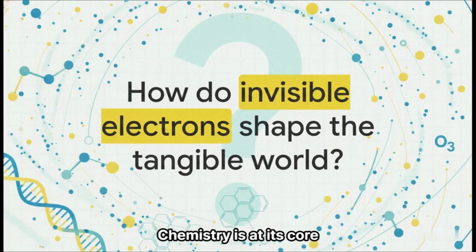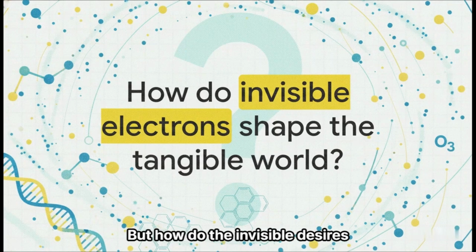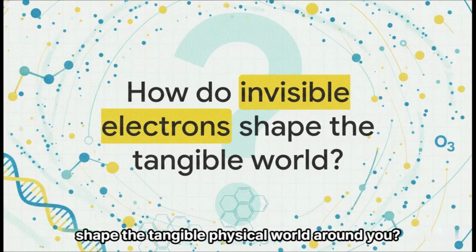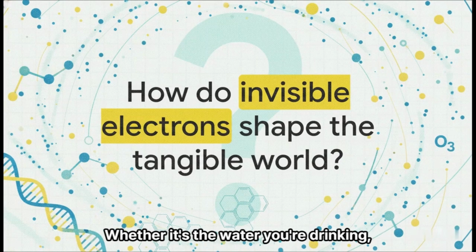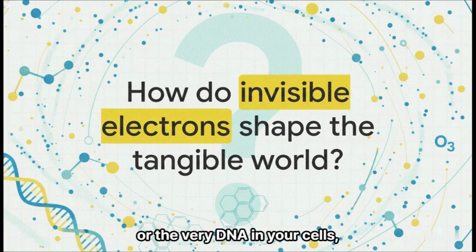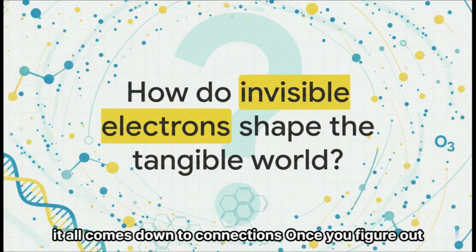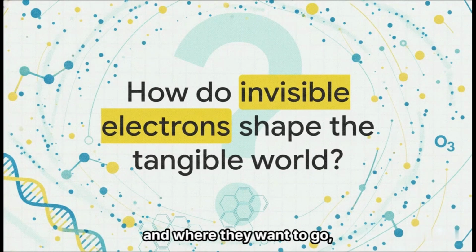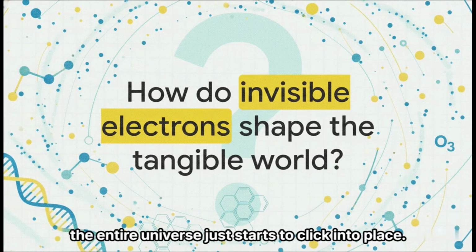Chemistry is, at its core, fundamentally about electrons. But how do the invisible desires of these tiny particles shape the tangible physical world around you? Whether it's the water you're drinking, the air filling your lungs, or the very DNA in your cells, it all comes down to connections. Once you figure out where the electrons are and where they want to go, the entire universe just starts to click into place.